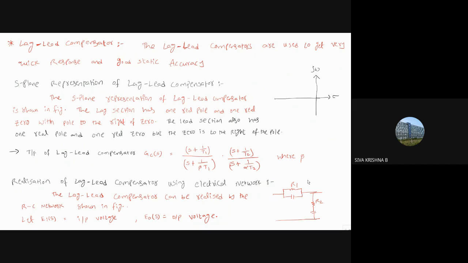The next one, lag lead compensator. Why we are going for lag lead means to get a quicker response, and for good accuracy. The main 2 points are there.